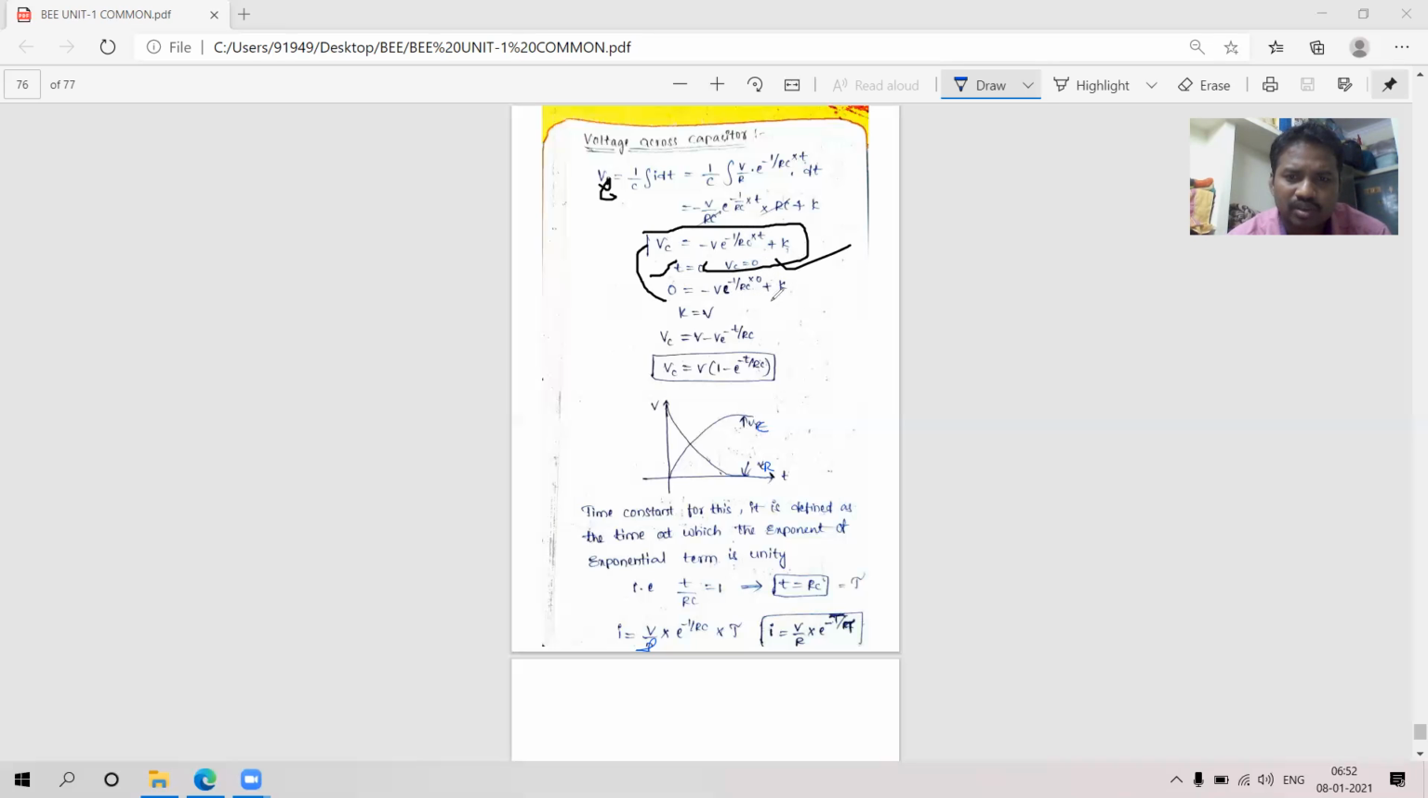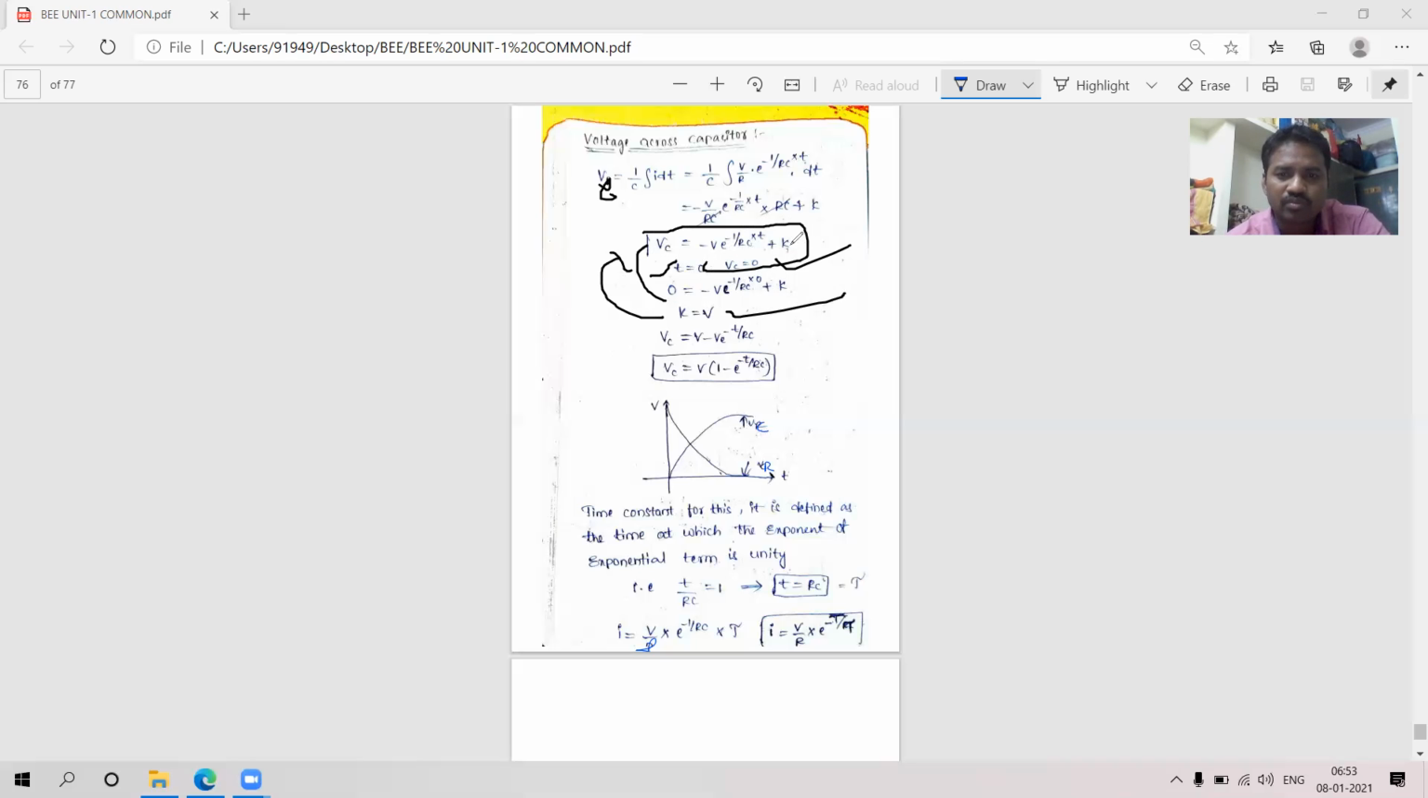Okay. E power of 0 is 1. 1 into V is minus V. So minus V, if I shift this side, it is plus V. That's why I got the value of k as plus V. So after getting this value of k, I can substitute it in this equation. So when I substitute k equal to V in this equation, what is Vc?